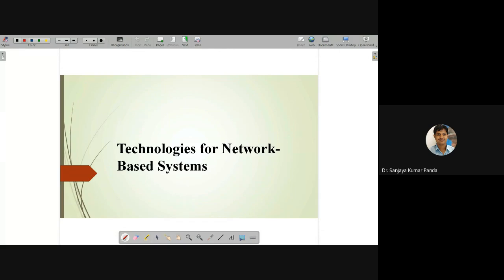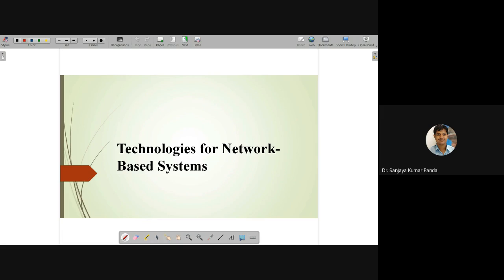So, good afternoon, everyone. In today's lecture, we are going to discuss the technologies for network-based computing. We'll also discuss some of the system models, you can say, that are used in the field of distributed computing as well as in cloud computing. We'll also see the software environment for cloud.